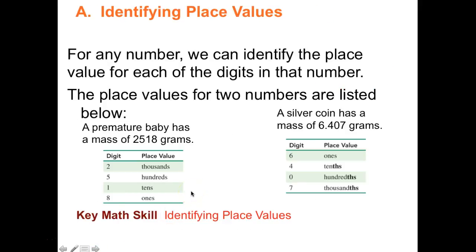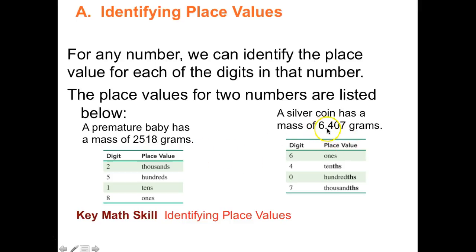Now, how do you identify the place values of numbers? Suppose you have a number of 2518, with no digits after the decimal point. The 8 falls in the ones place, the 1 is in the tens place, the 5 is in the hundreds place, and the 2 is in the thousands place. That's how you would identify the place value of a number much greater than 1 that doesn't have any digits after the decimal point.